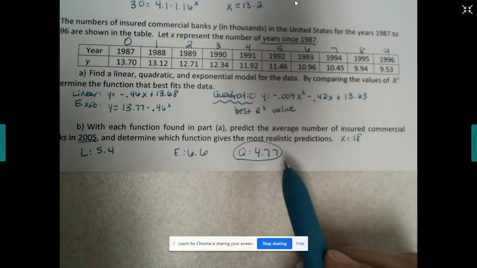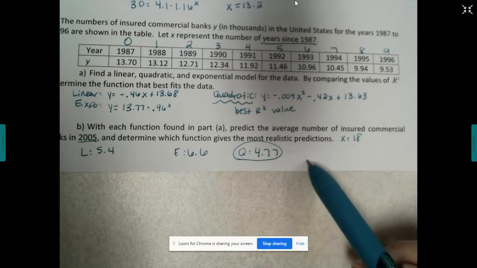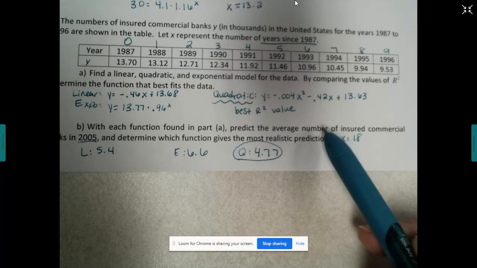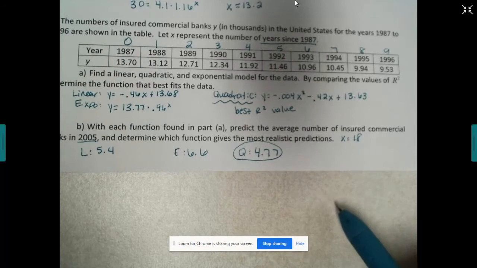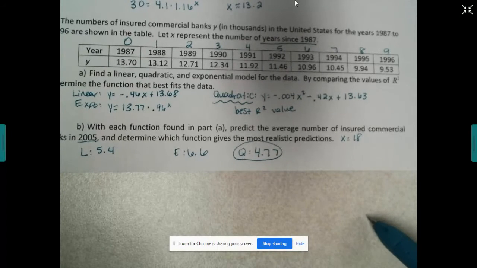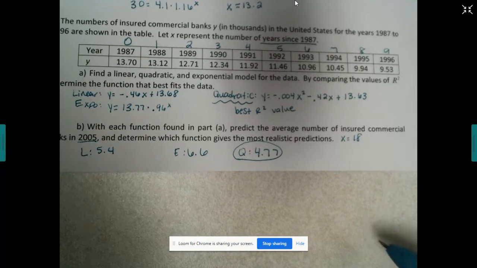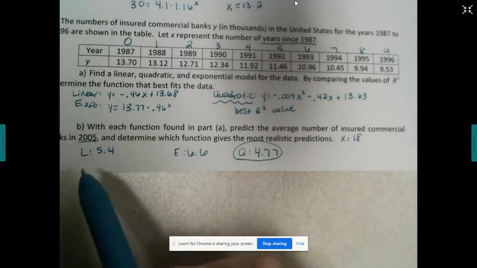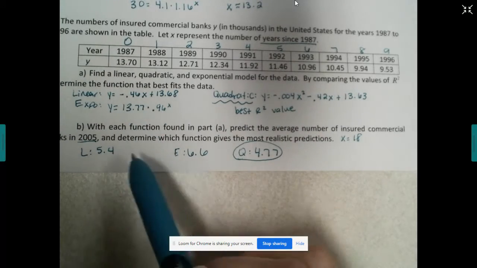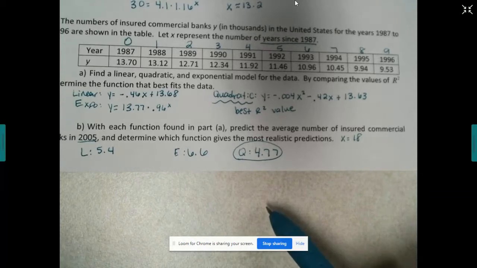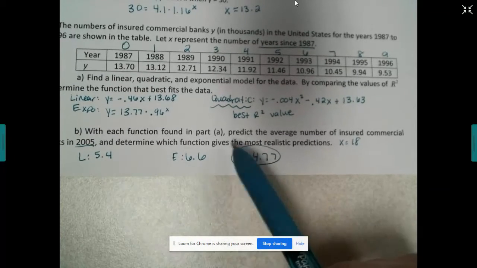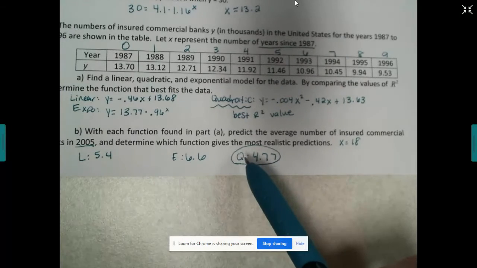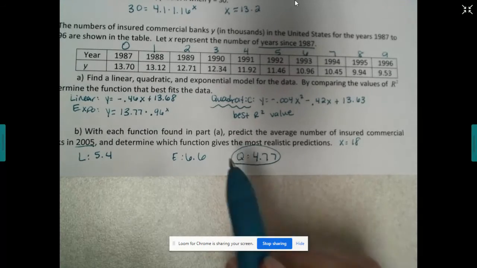Now, if you think about a quadratic function, it's increasing and then it's decreasing, right? Because we have that negative. So we know it's going to be shaped like that. So eventually we would be going into the negatives. And we would with the linear as well. It has a negative slope, so it would be going down as well. So for the linear and for the quadratic, I would say eventually they wouldn't be a realistic prediction because they would be in the negatives.